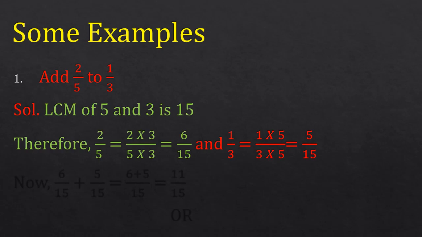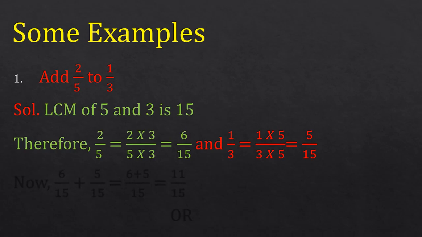Now we have the equivalent fractions of 2 upon 5 and 1 upon 3, that is 6 upon 15 and 5 upon 15. So now, in place of adding 2 upon 5 and 1 upon 3, we will add the equivalent fractions of these, that is 6 upon 15 and 5 upon 15.